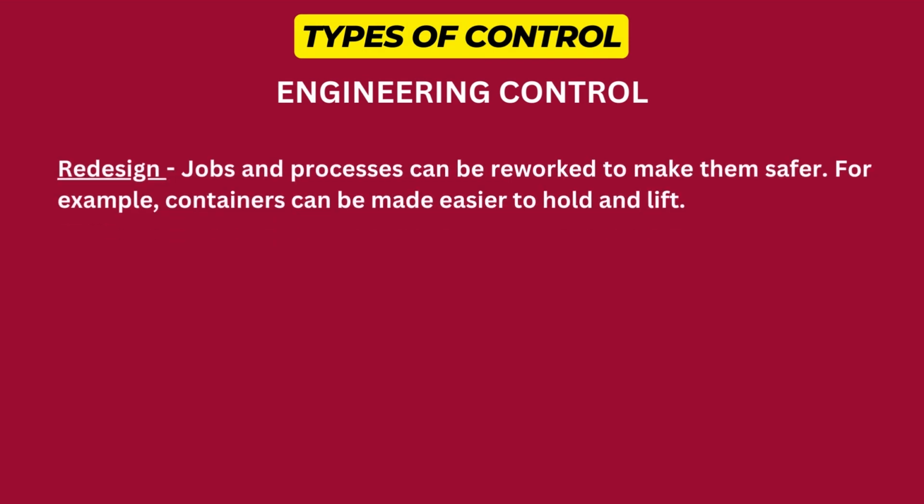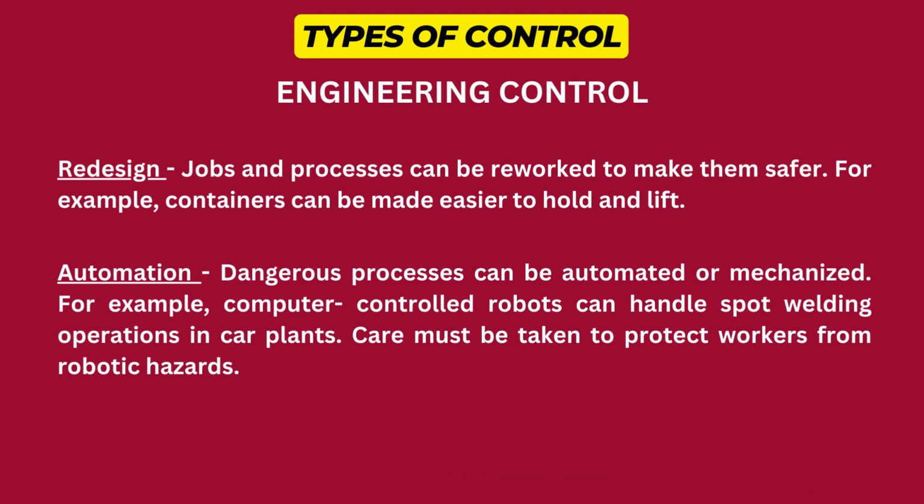The next is engineering control. What is this? Redesign. Jobs and processes can be reworked to make them safer if they are hazardous at this point in time. For example, containers can be made easier to hold and lift. Next is automation. Dangerous processes can be automated or mechanized. For example, computer-controlled robots can handle spot welding operations in a car plant. Care must be taken to protect workers from robotic hazards.